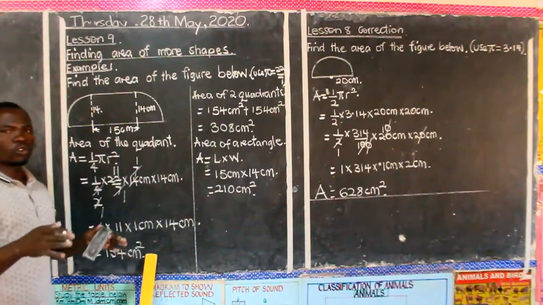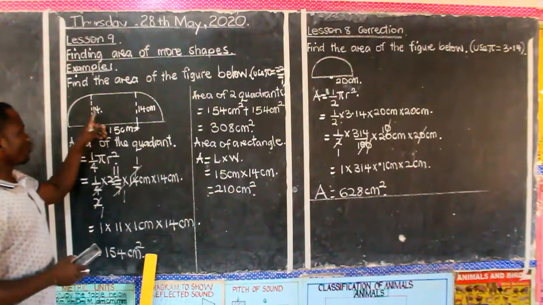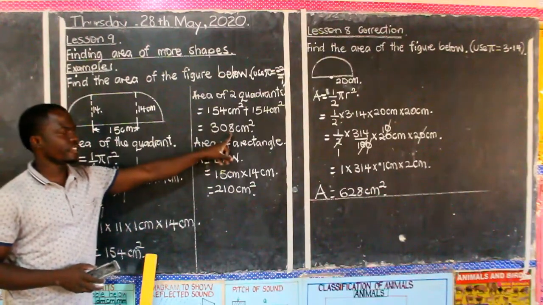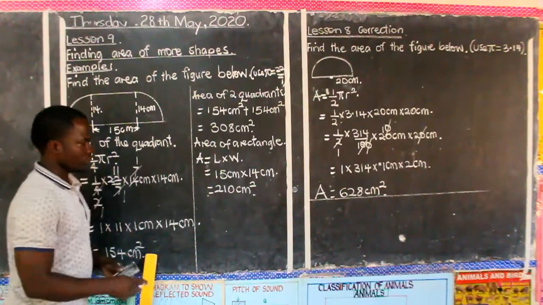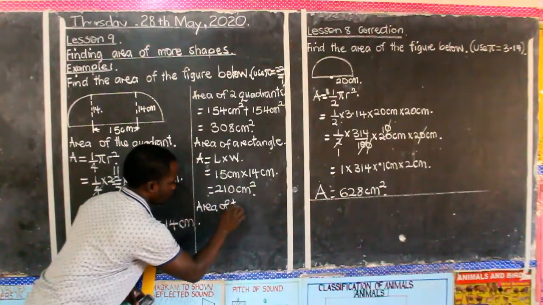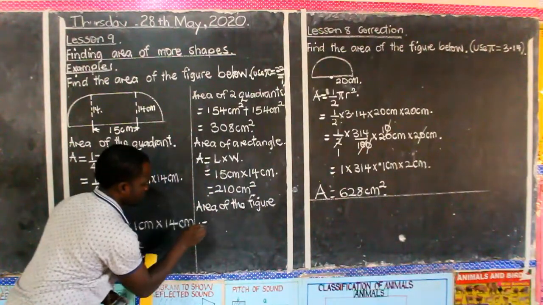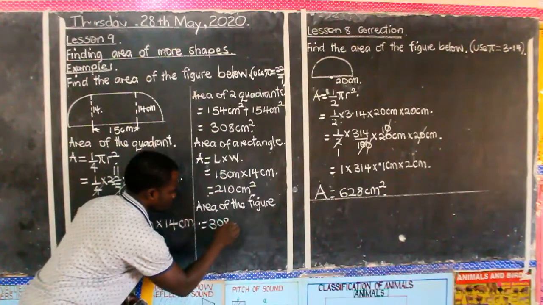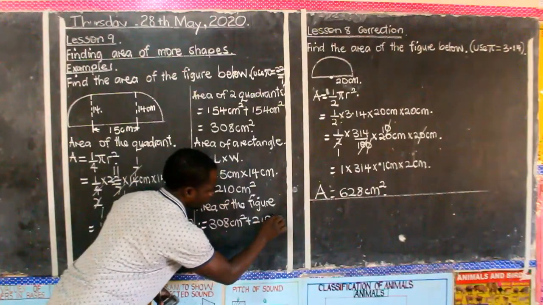Now we are going to get the area of the whole figure. The two quadrants have the area of 308 square centimeters, and the area of the rectangle is 210. So you shall come here and say area of the figure equals 308 square centimeters plus 210 square centimeters.